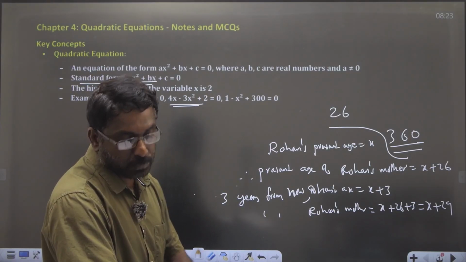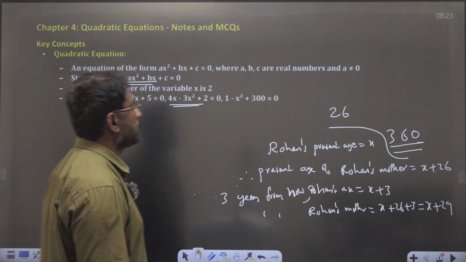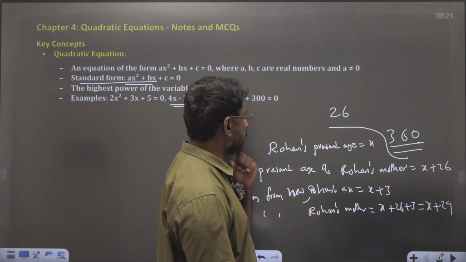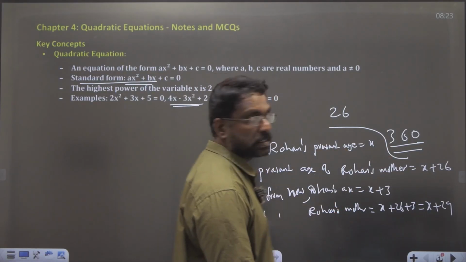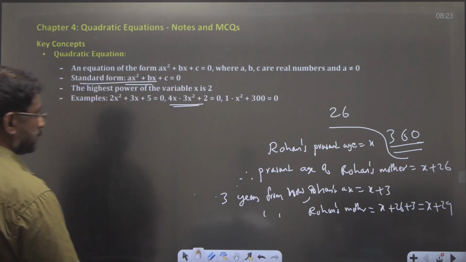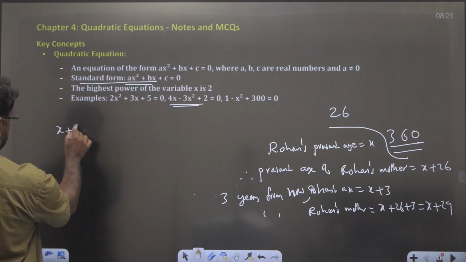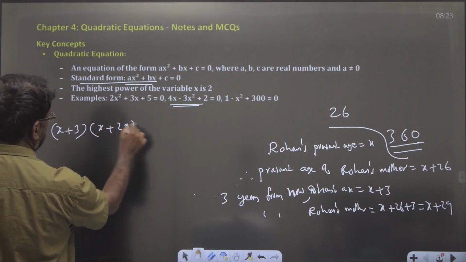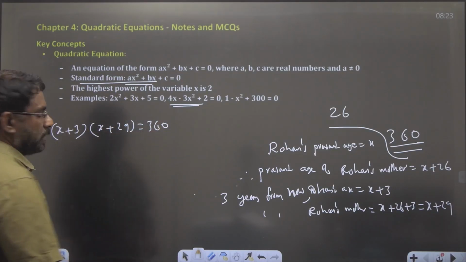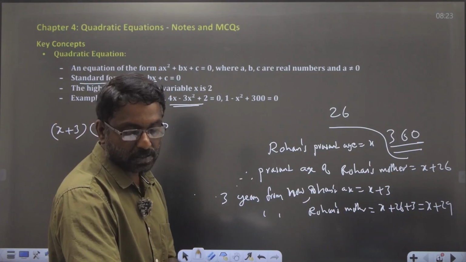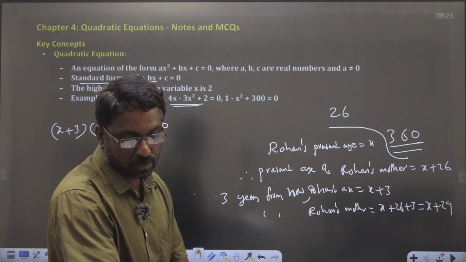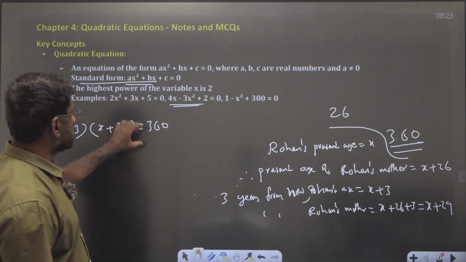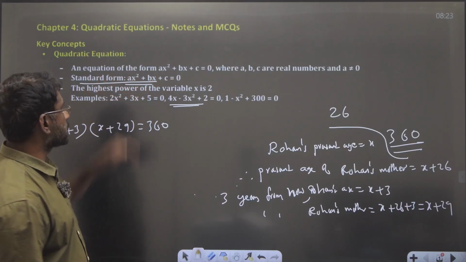Then, as per the question, after 3 years, the product of Rohan's age and Rohan's mother's age is 360, that is given. So x plus 3 into x plus 29 is equal to 360. We have to convert this into the form ax square plus bx plus c equal to 0.